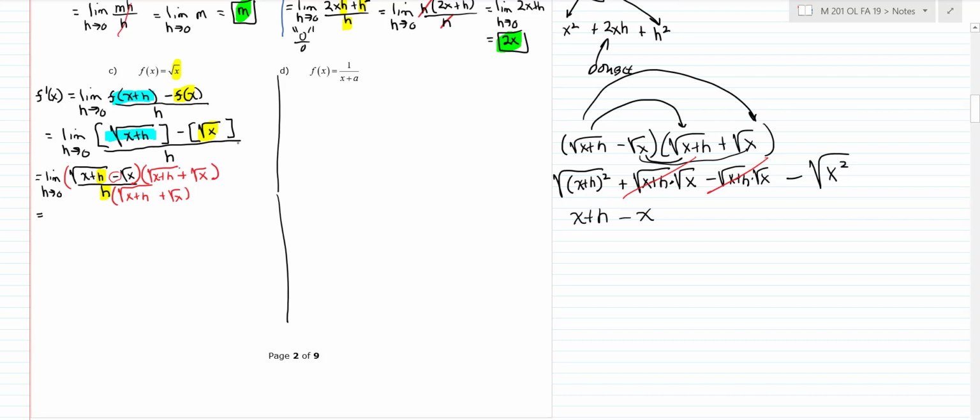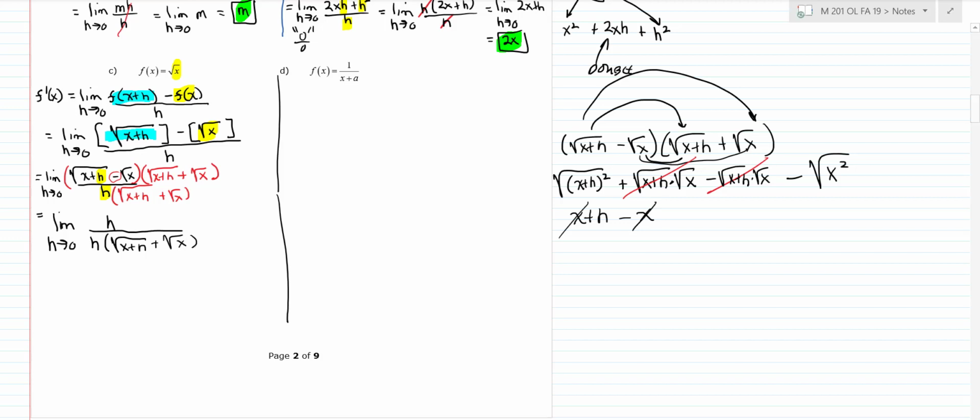So if you go back to our problem now, of course that's going to cancel that out. So you're going to end up with the limit as h goes to 0 of, and let's see, we have an h left over in the numerator. Then in the denominator, we have h over square root of x plus h plus square root of x. So that's what we get.